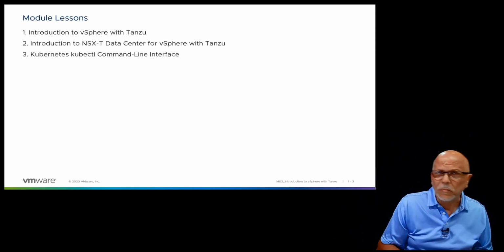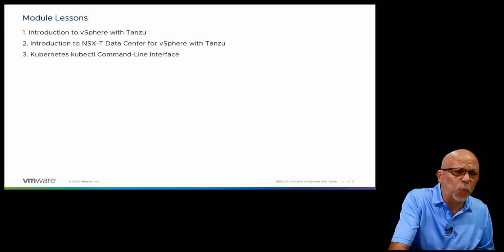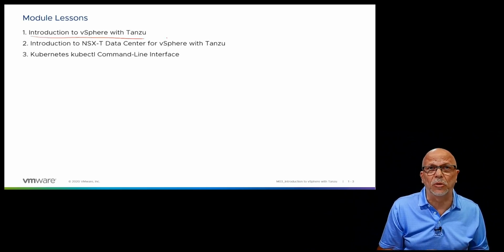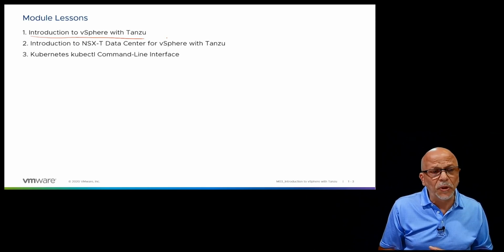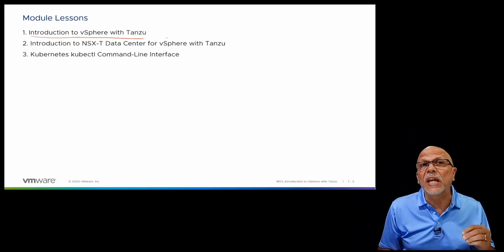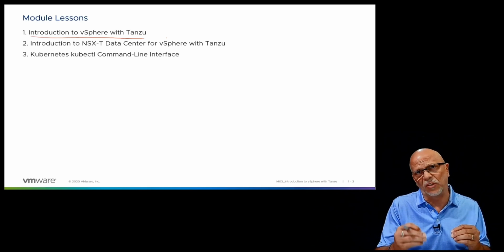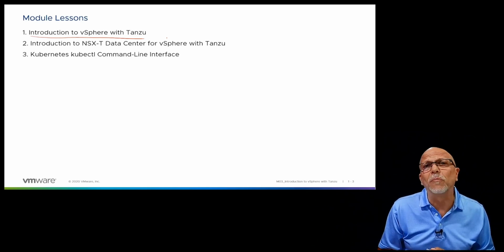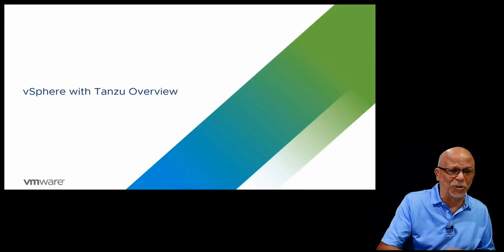So we've got 3 lessons we're going to go through inside here. The first one we're going to start off is, what is the vSphere with Tanzu solution basically comprised of? We're going to talk a little bit about, after that, what does NSX-T bring to the solution when we're looking at coupling that with vSphere with Tanzu. And then we're also going to jump into the kubectl command line interface. So let's go ahead and get started with our first lesson.